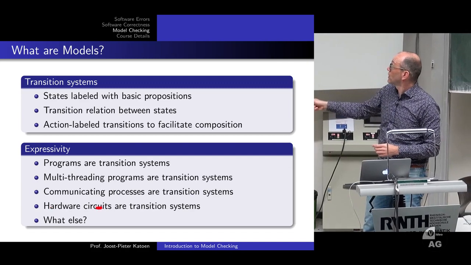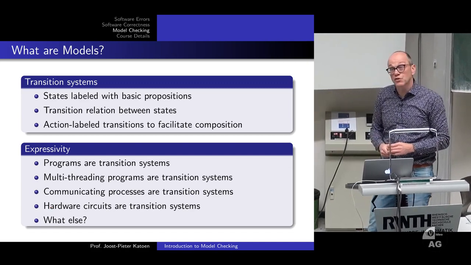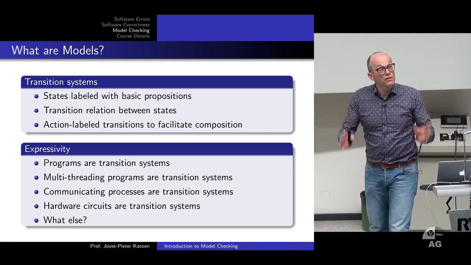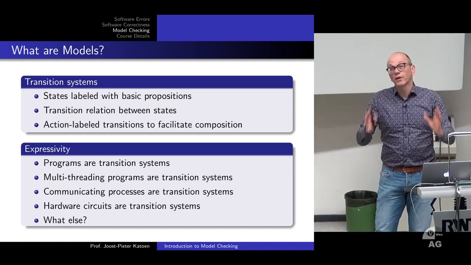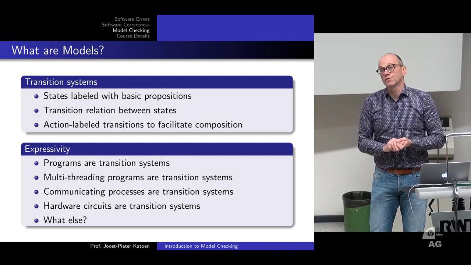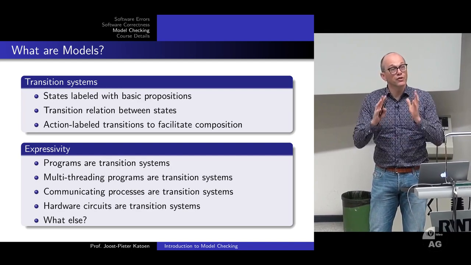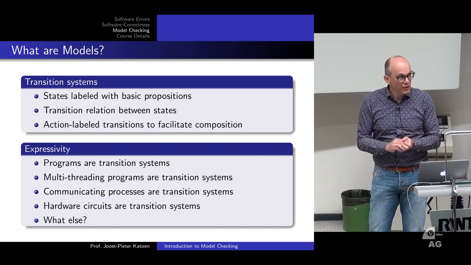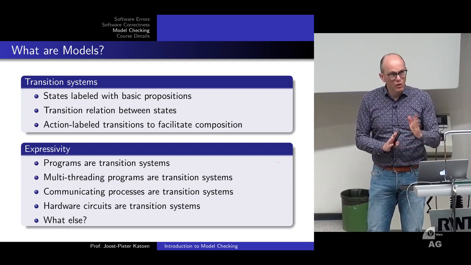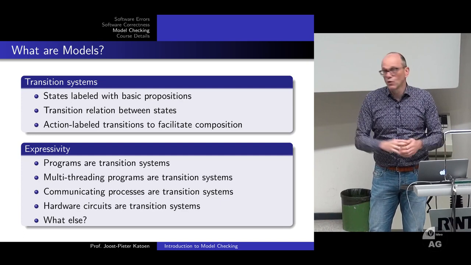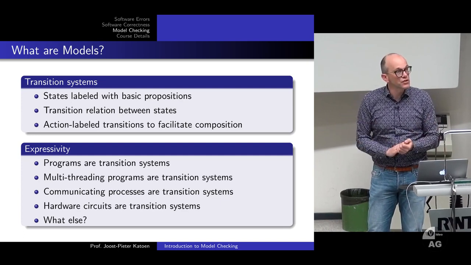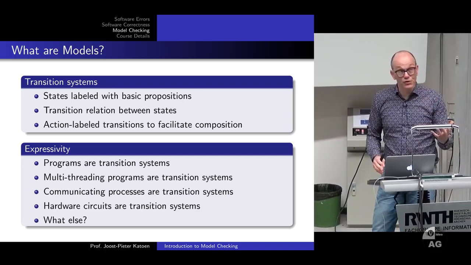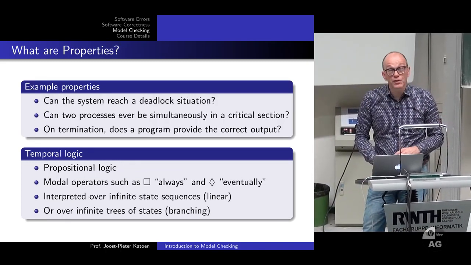I'm going to show you that you can model hardware circuits as transition systems. So what this means is that we're going to focus from there on model checking transition systems. The models that we're going to use are transition systems. The first thing I'm going to show is that many things, not all, but many things are transition systems. If you like Petri nets, Petri nets are transition systems, etc. So these are models. What are properties?